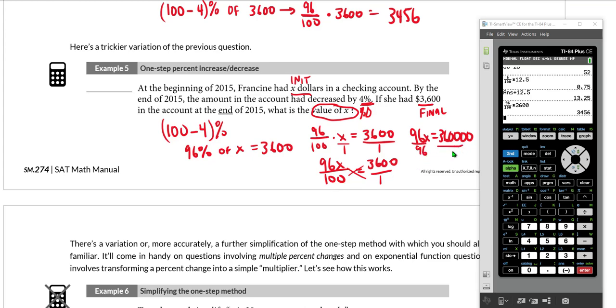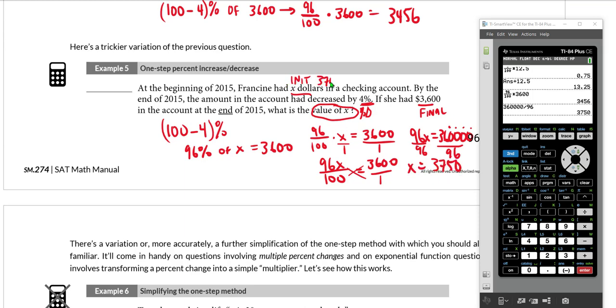I divide both sides by 96. 3, 6, 0. Well, how many zeros are there? 1, 2, 3, 4. Don't want to make any careless mistakes. Divided by 96, and I get 3,750. So X equals 3,750. Does that make sense?